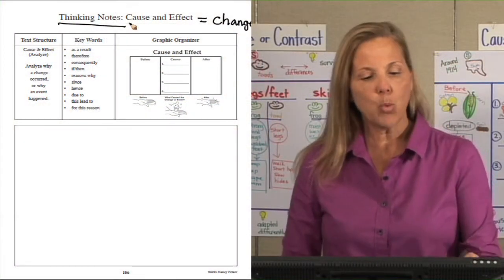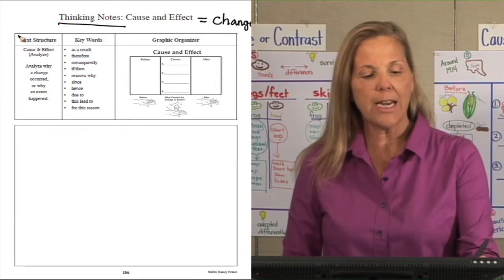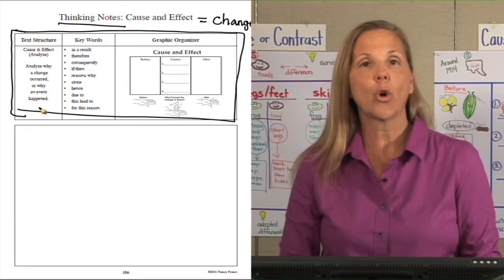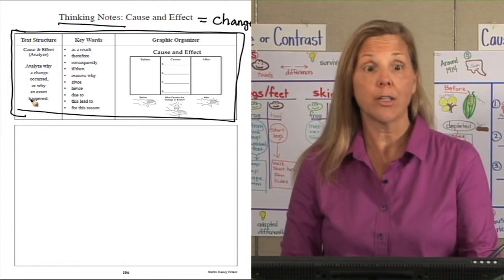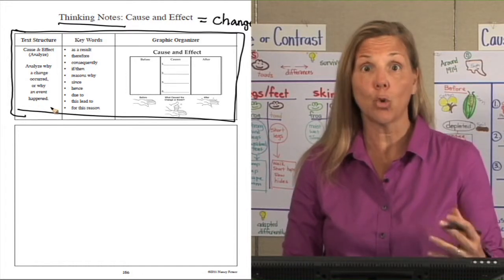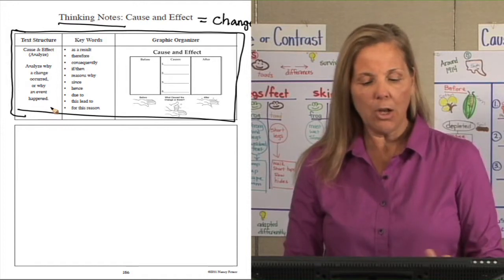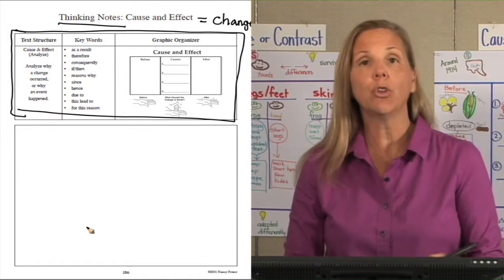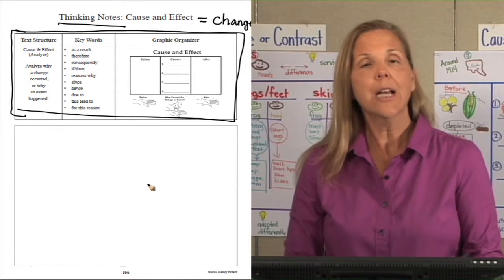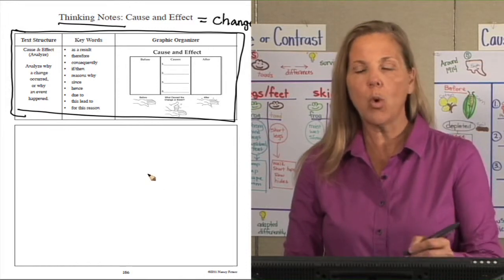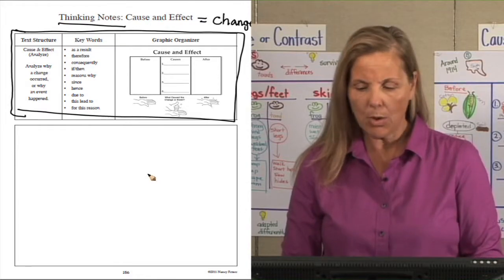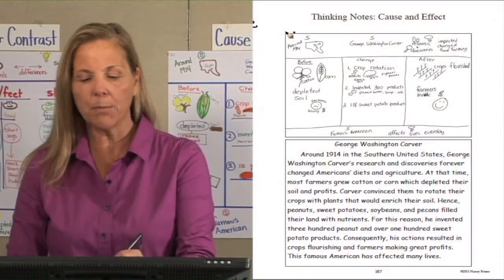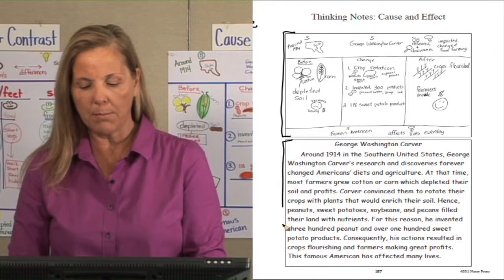If you look on page 156, you will see we have our cause and effect organizer with keywords and also why we do cause and effect to identify change or why an event happened. Below I have this blank area, which we will do a cause and effect organizer. But before we do that, let's go to one that's already been completed so I can walk you through the steps. So on page 157, we have a completed organizer with writing below.